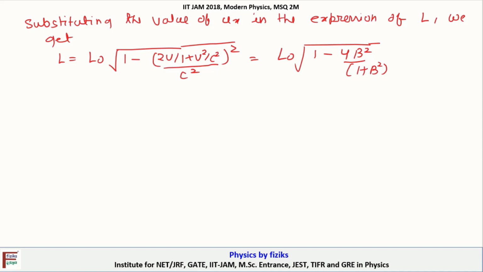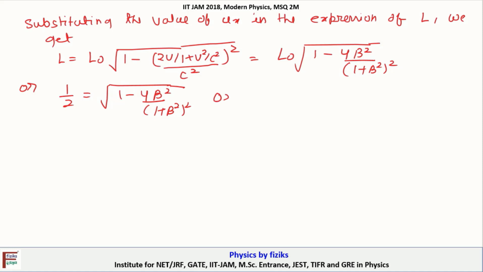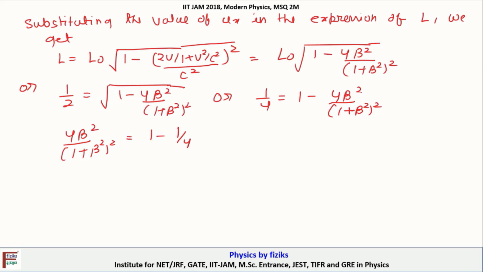So 1 by 2 is equals to root over 1 minus 4 beta square divided by (1 plus beta square) whole square, or 1 by 4 is equals to 1 minus 4 beta square into (1 plus beta square) whole square, that means 4 beta square by (1 plus beta square) whole square is equals to 1 minus 1 by 4, equals to 3 by 4.